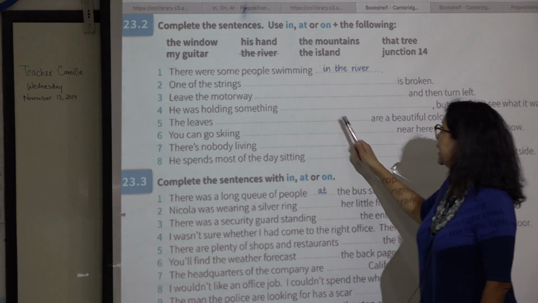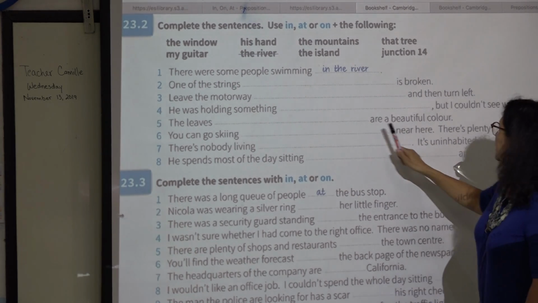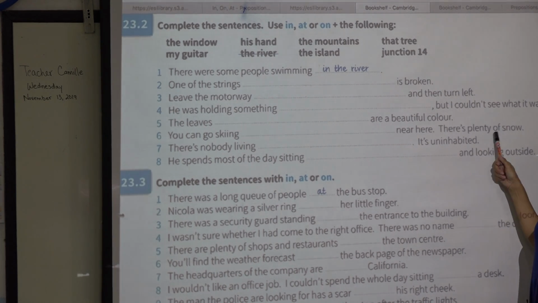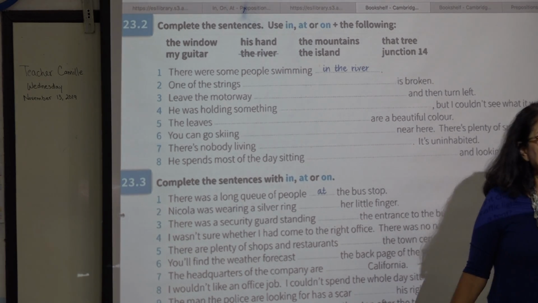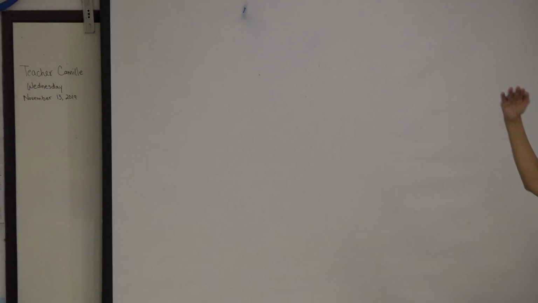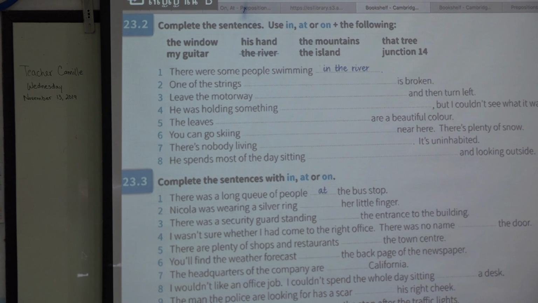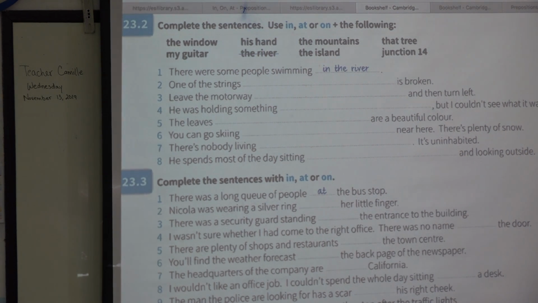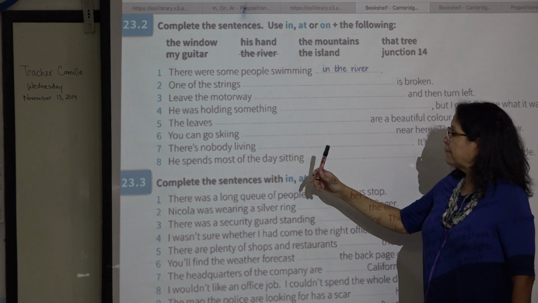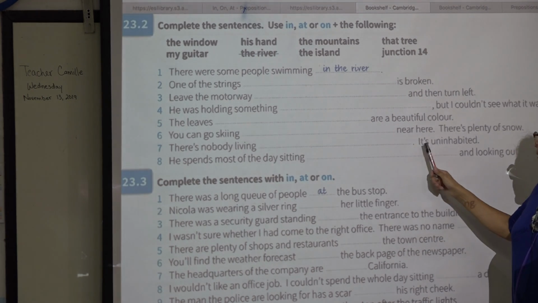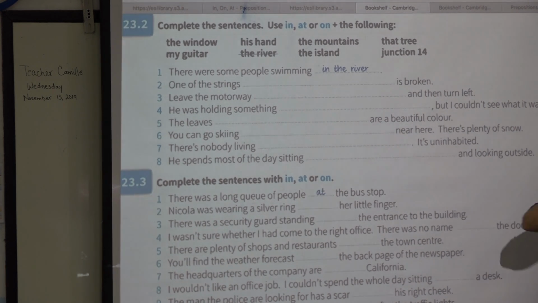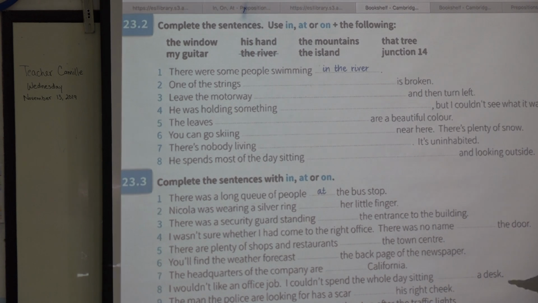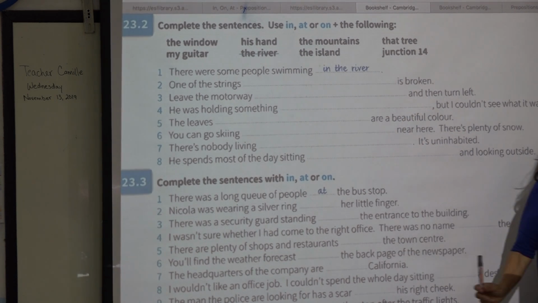You can go skiing, probably the mountains. Near here, there's plenty of snow. So it must be mountains because there's no sign. You can go skiing. On the mountain. On the mountain. There's plenty of snow. There's nobody living blank. It's uninhabited. Do we know what that means? Uninhabited is a fancy word for saying nobody lives there. There's no people. So this must be the island.